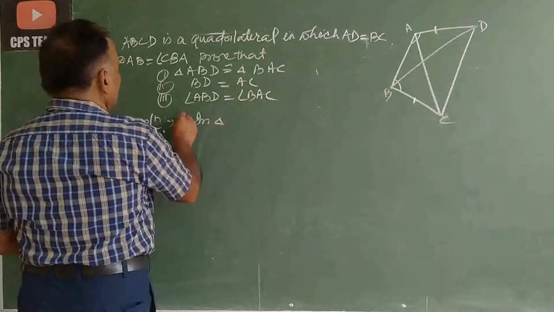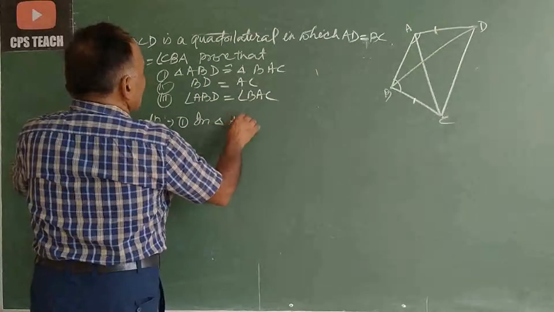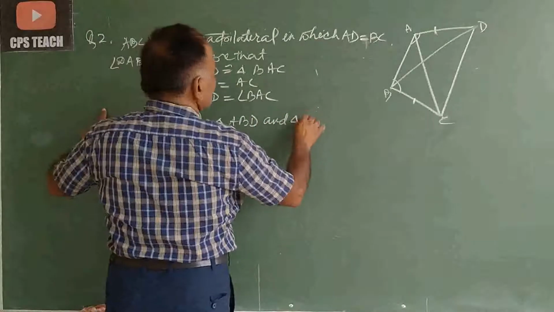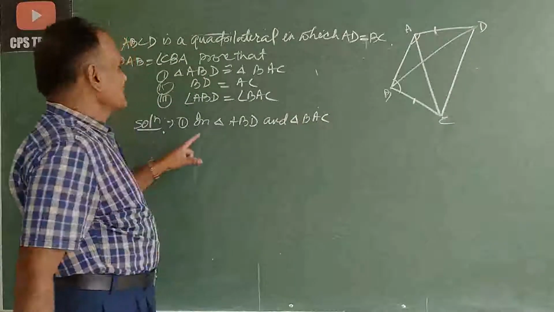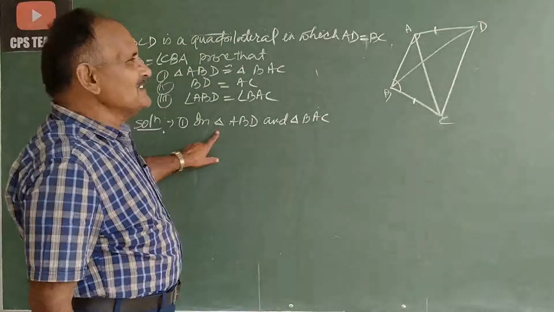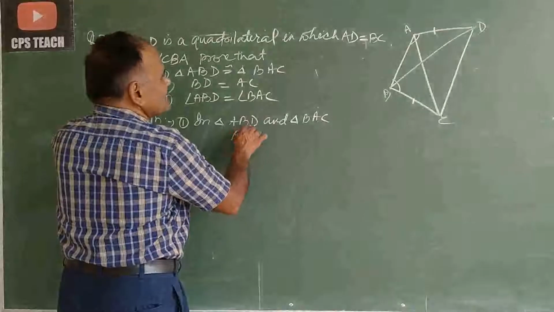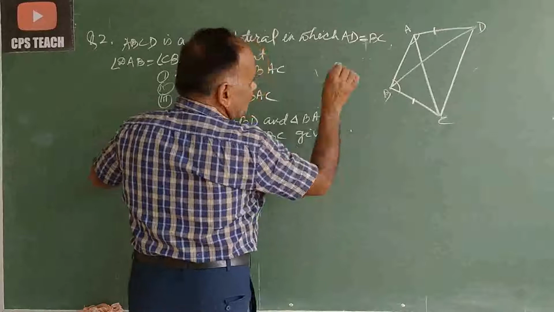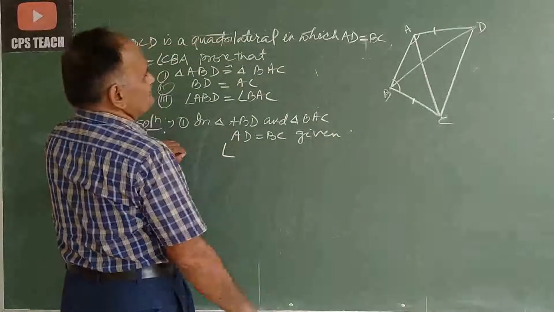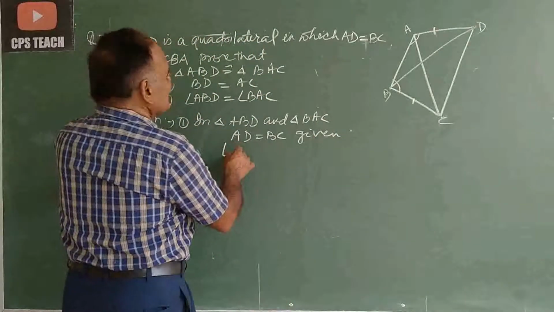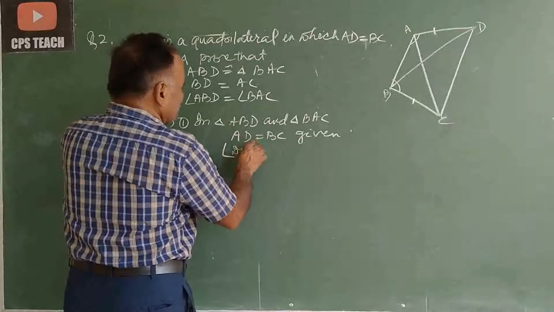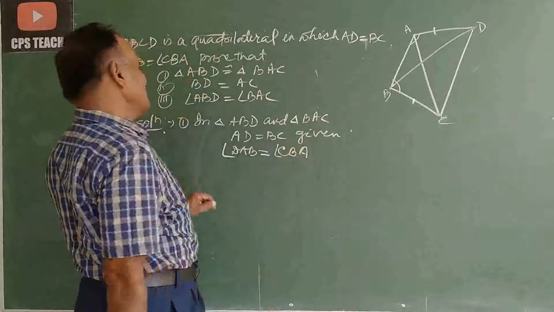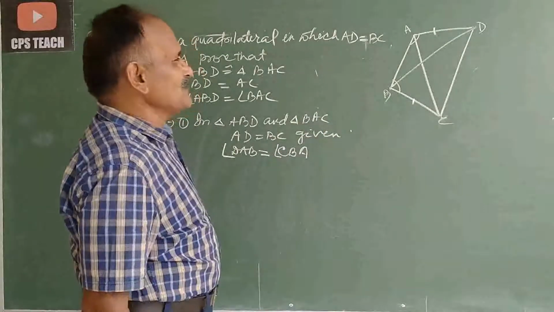Then solution. In triangle ABD and triangle BAC, clearly AD बराबर BC. It is given. Angle DAB is also equal to angle CBA. DAB is equal to CBA.